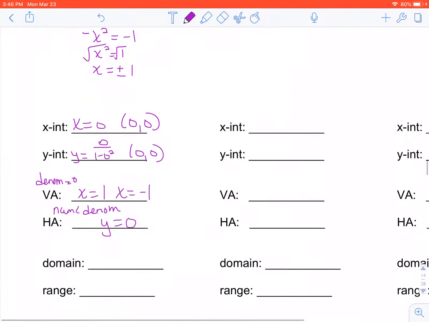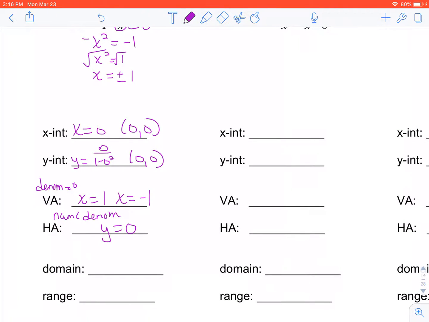Finally, we have domain and range. You can choose to complete the domain now, or you can wait till after you have the graph done. But the domain directly corresponds with your vertical asymptotes. So if I'm looking at my vertical asymptotes, the graph is going to go from negative infinity to -1, the first vertical asymptote on the left. And then it's going to be in between the two vertical asymptotes, -1 to 1. And then it's going to go from the asymptote on the right all the way up to infinity.